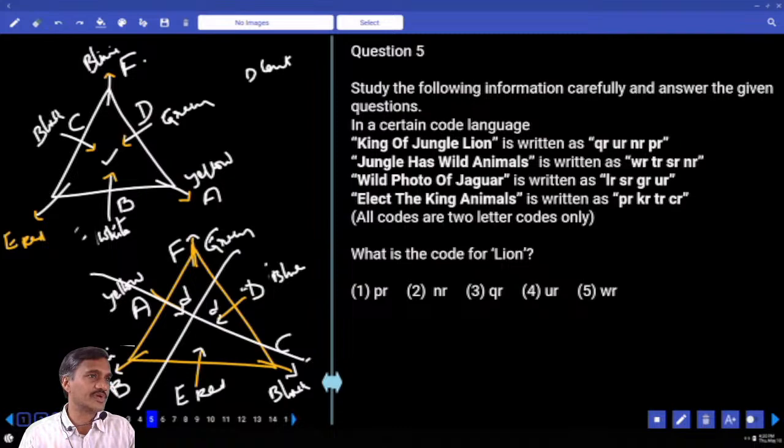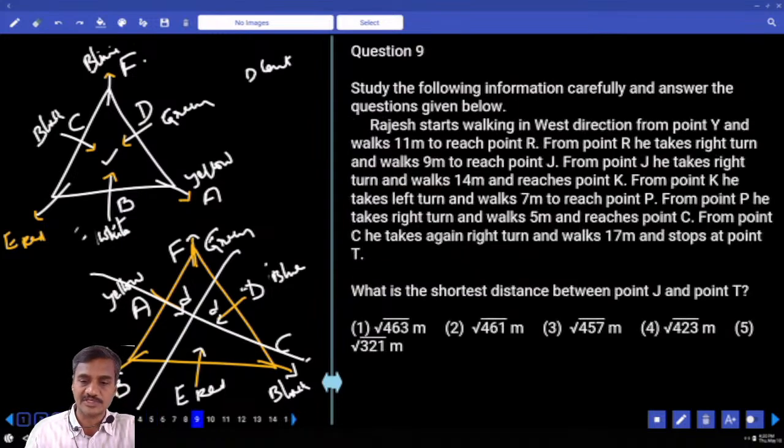Yes, anyone please 5 to 8? Any doubts in this 4? Then next one. Then coming to question number 9 to 11.